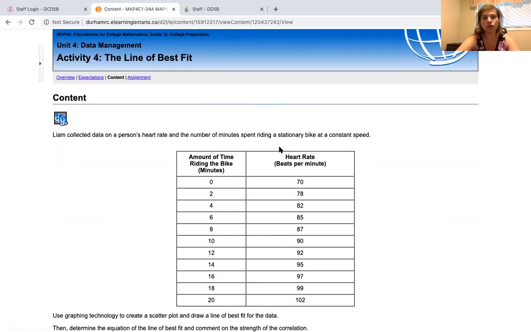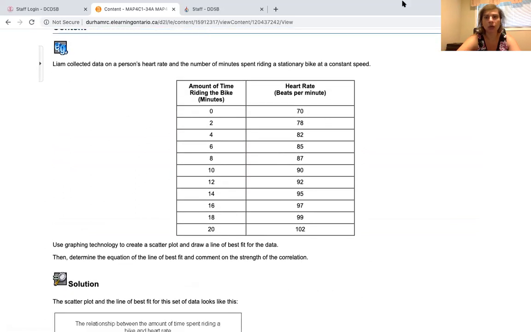Now, I'm going to show you how to graph this and how to include a scatter plot. So we are going to take these points. Liam collects data on a person's heart rate and the number of minutes spent riding a stationary bike at a constant speed. So we have the amount of time riding the bike in minutes and the heart rate in beats per minute. What I did is I copied these to Excel.